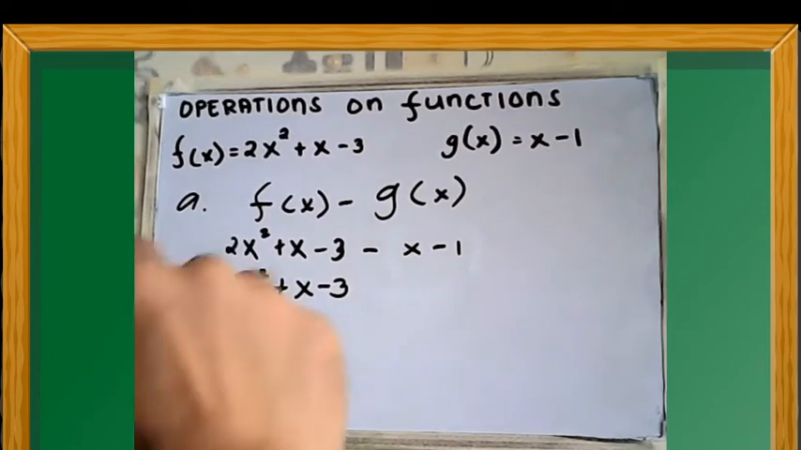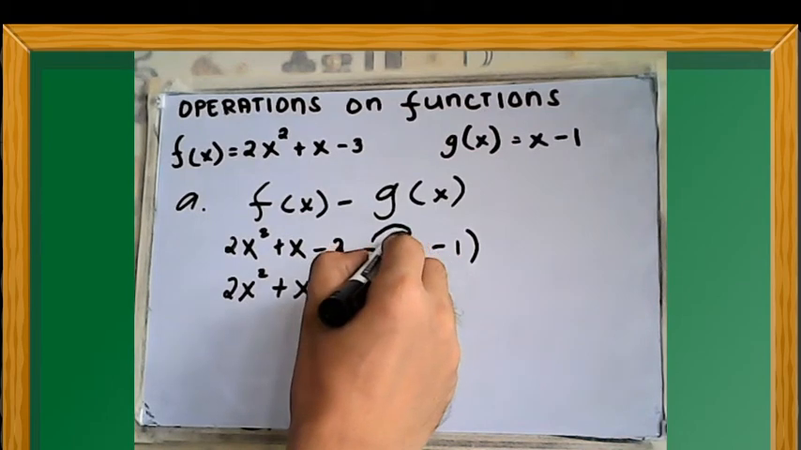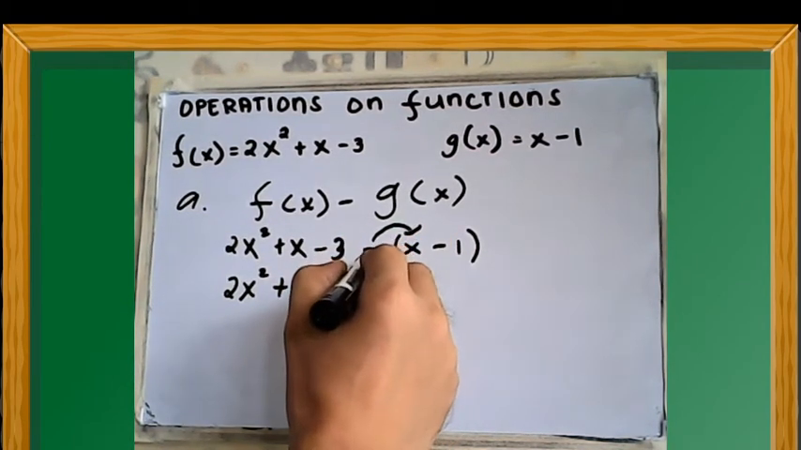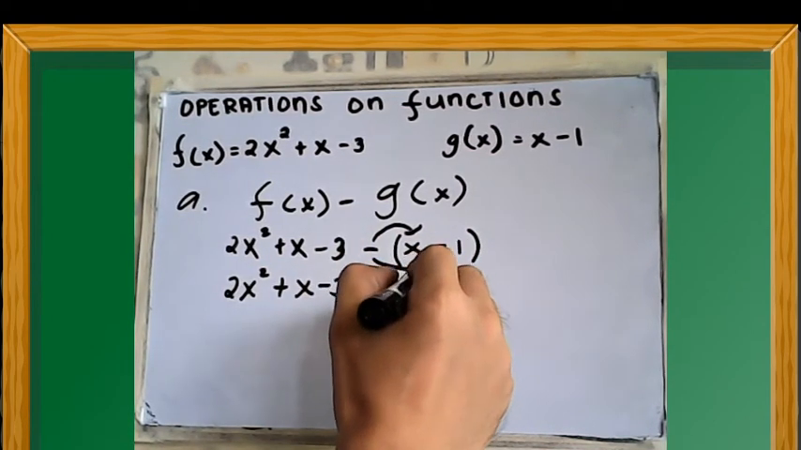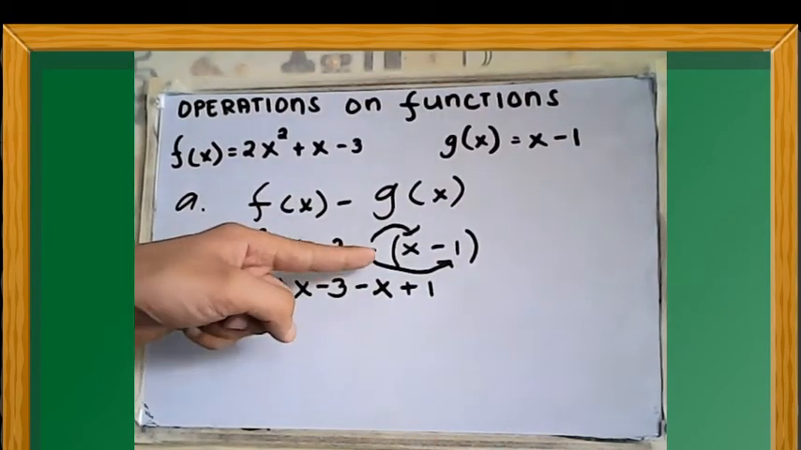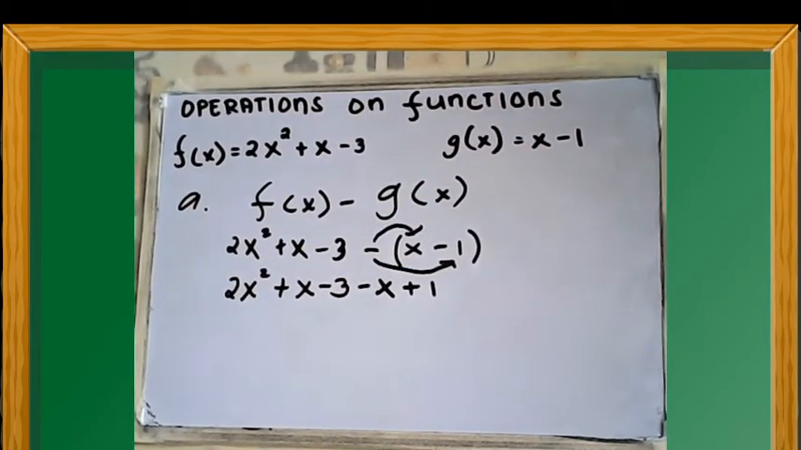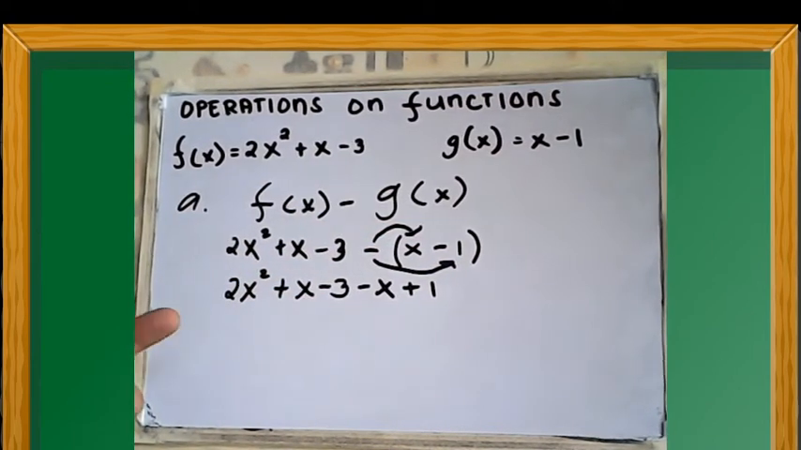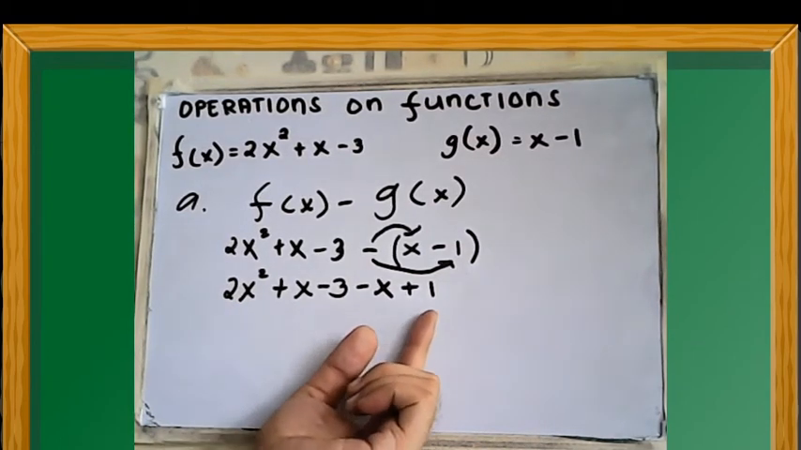So the correct process is we will distribute the negative sign to each term. Negative multiplied by x is negative x. And then negative multiplied by negative 1 will become positive 1. So see the difference. Kapag subtraction, required tayo na ilagay ang parenthesis sa second expression, kasi magkakamali tayo pag hindi natin ilagay yung parenthesis. So next, 2x squared plus x minus 3 minus x plus 1.